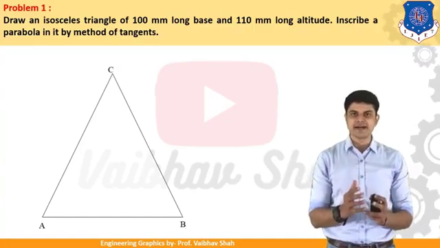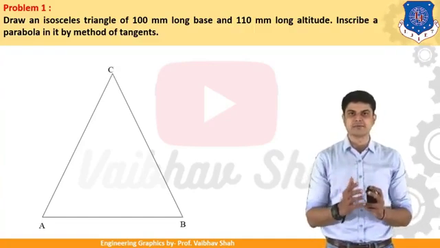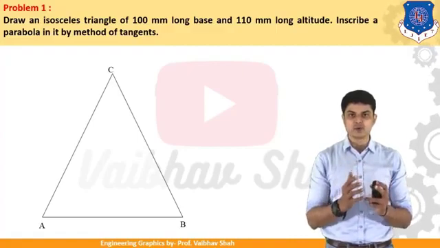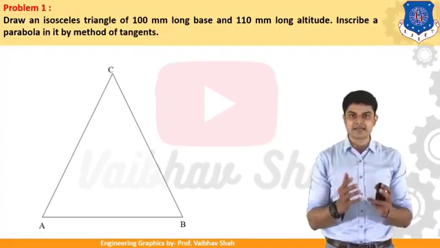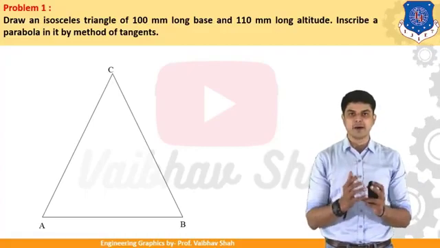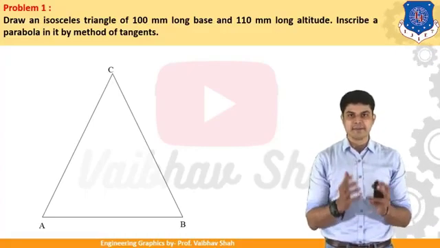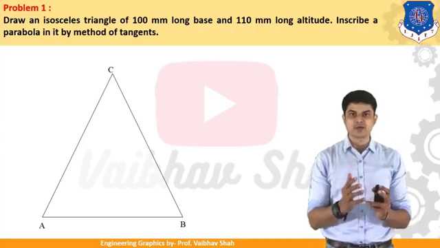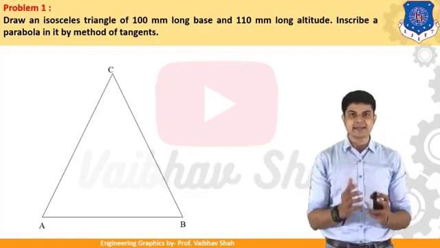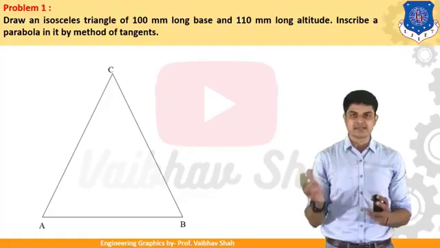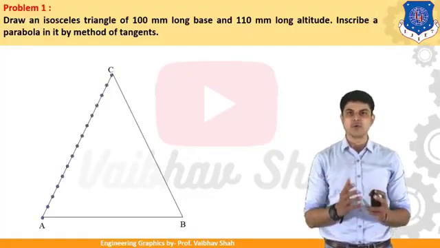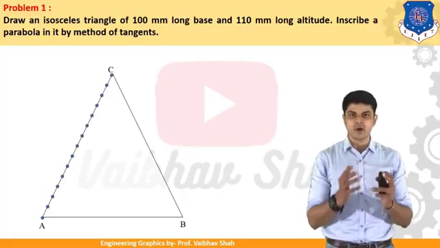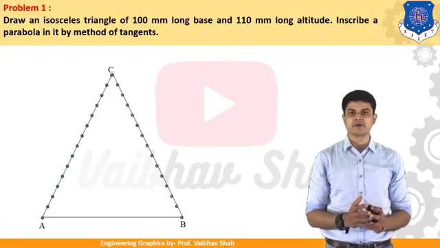Then you should divide the line AC into 14 equal parts. If you don't know how to divide any line into any number of equal parts, you should refer to my previous lectures on geometric constructions to get an idea of how to do it. So in this case let us divide the line into 14 equal parts. Then you should divide the line BC also into 14 equal parts.